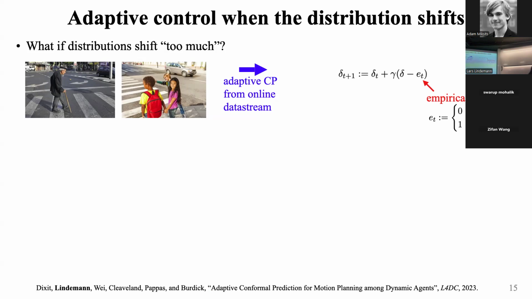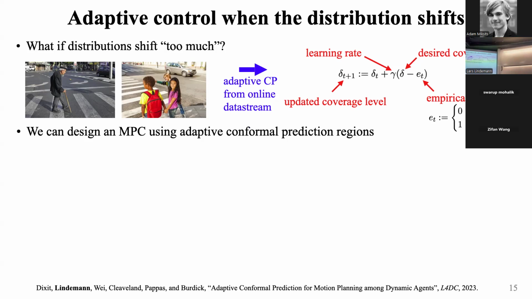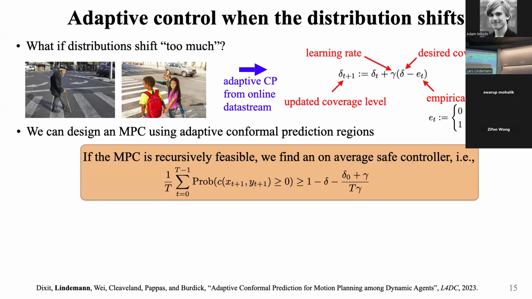We multiply this error that we're currently observing by a learning rate, and then we update the coverage level that we're using to compute our quantile. So this is an online type of algorithm. And we can, in the same way, compute prediction regions. We can design an MPC, but importantly, now we get different guarantees.